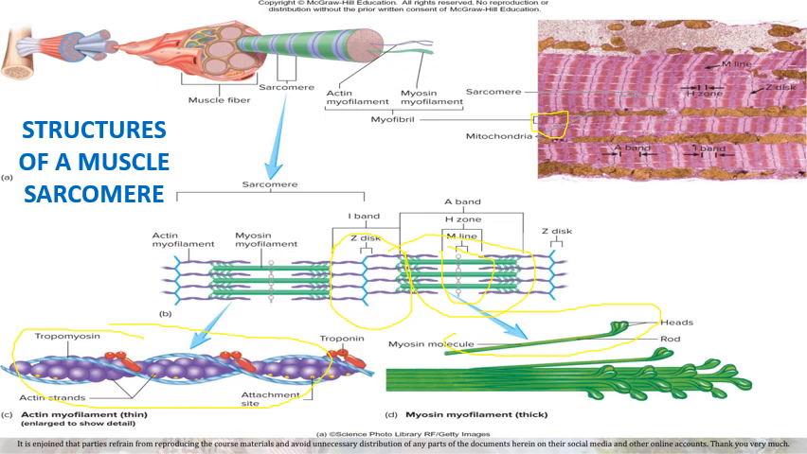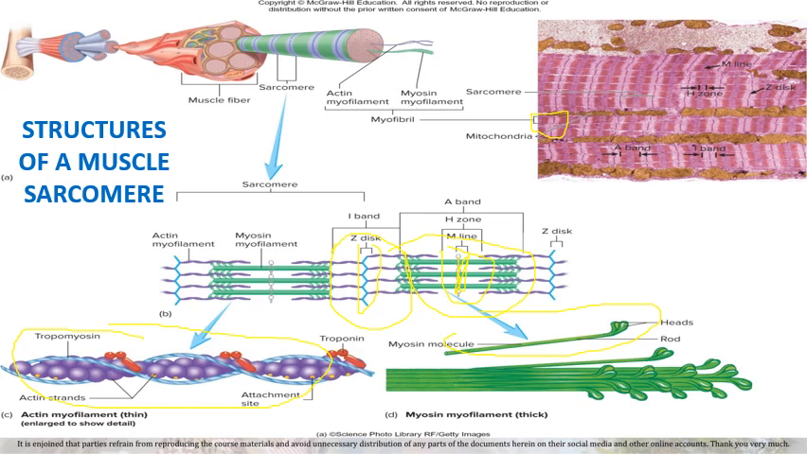Your M line, so in the middle, this is the M line, is the attachment site for the thick filaments. It is the center of the A band, and it is also the center of the sarcomere. Your Z disc, so this is your Z disc, defines the boundaries of a muscle sarcomere. Two adjacent Z discs along with this myofibril mark the boundaries of a single sarcomere.